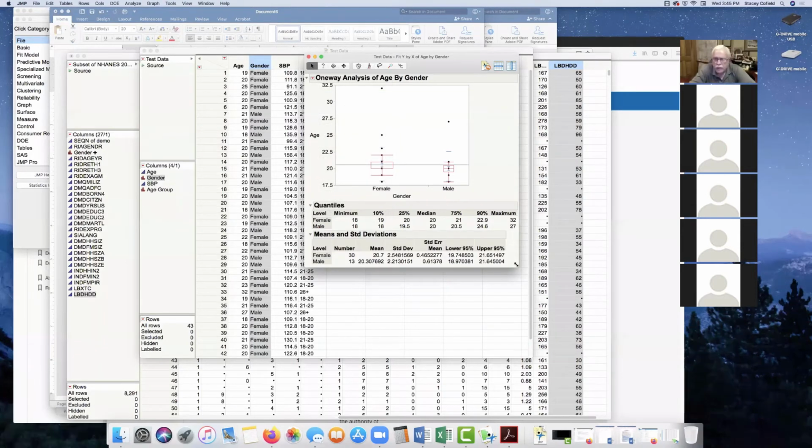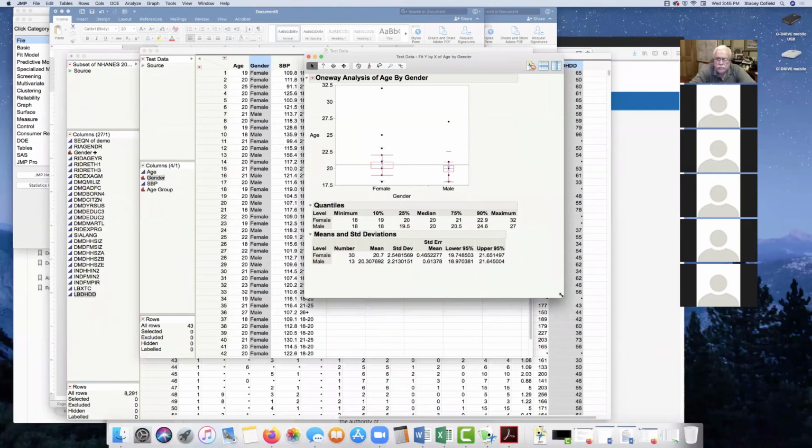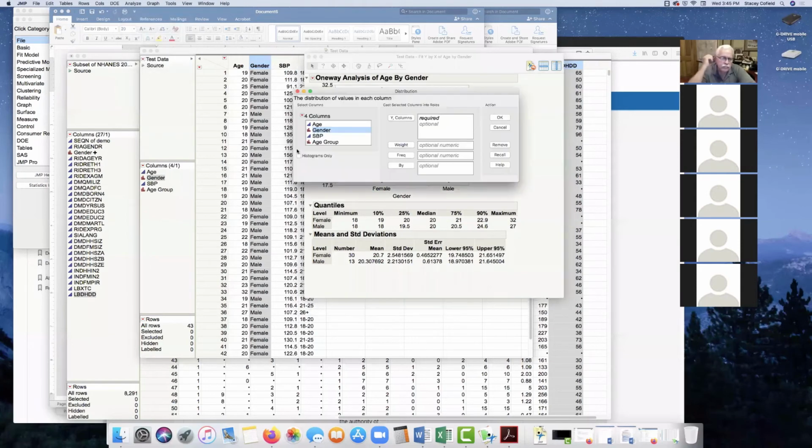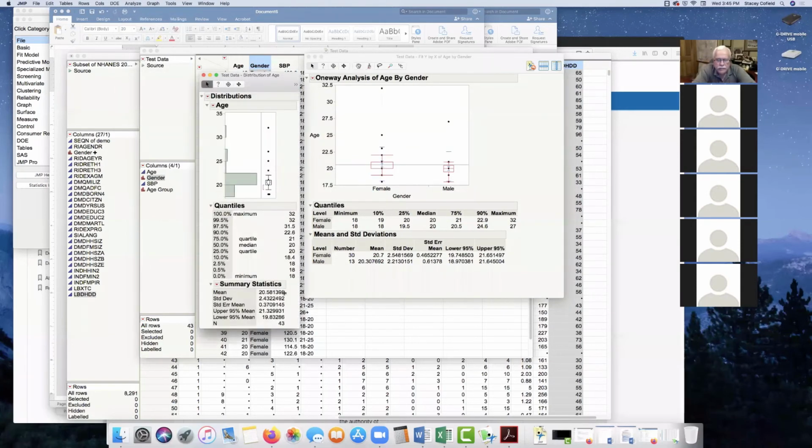That's going to get me my summary statistics by gender. I think there are some questions about that on Learning Check 5.2, like what's the five-number summary and what are the means and standard deviations. That tells you here. Let's look at the figure first. Here's my average age, the gray line, which I can also get from doing a distribution of age. So my mean age is 20.6. That's this gray line right here.